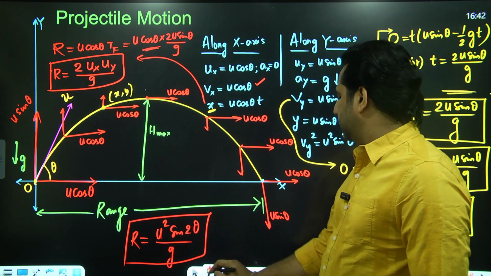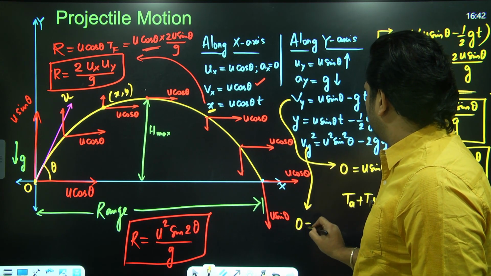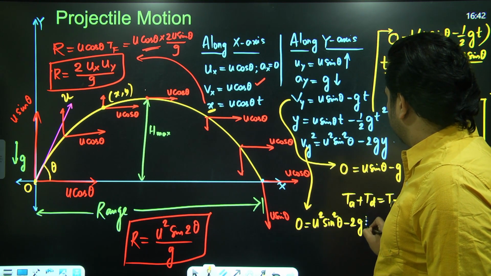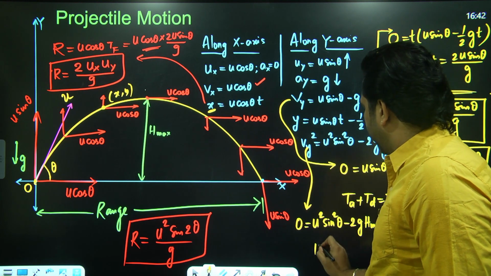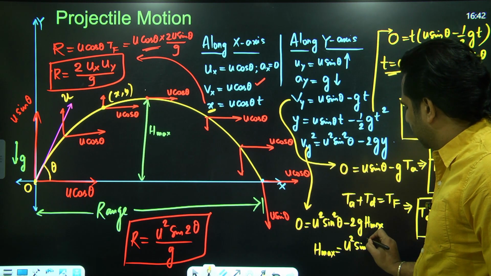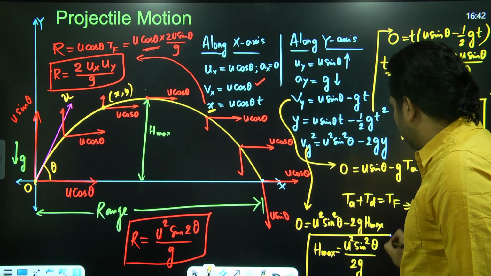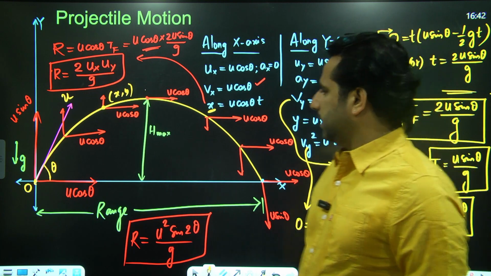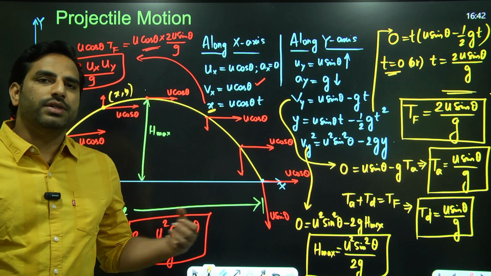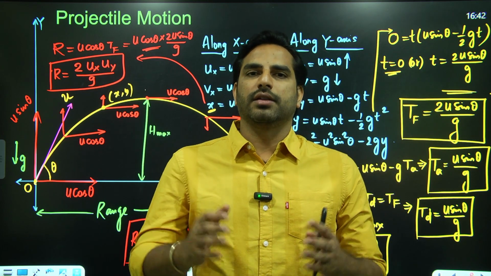And how do we find the maximum height? For maximum height, I can use this equation. At maximum height, vertical component of velocity is 0. So that is equal to u square sine square theta minus 2g h max. So maximum height of the projectile is u square sine square theta by 2g. This is the expression for maximum height. This is the way we can derive any equation that we want. All we should have is that conceptual understanding and clarity.